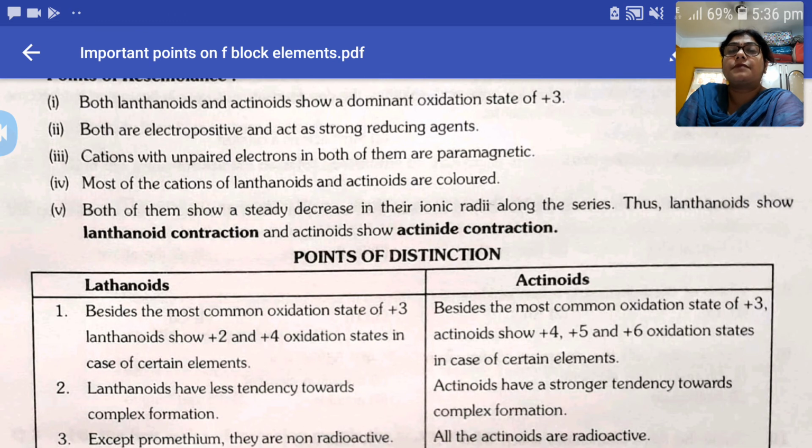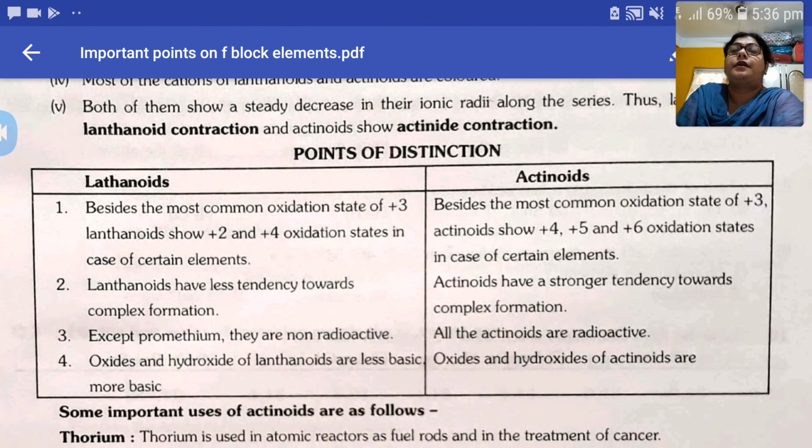Now let us sort out what are the points of distinction between them. Lanthanoids: besides the most common oxidation state of +3, lanthanoids show +2 and +4 oxidation states in case of certain elements. Yes, they have common oxidation state as +3, but over and above that they have +2 and +4 as well. Now in case of actinoids, besides the most common oxidation state of +3, actinoids also show +4, +5 and +6 oxidation states in certain elements.